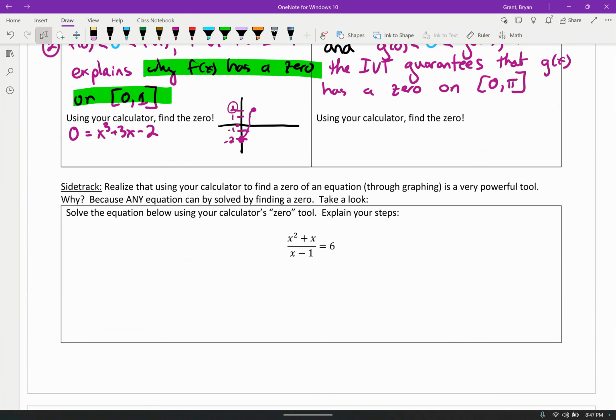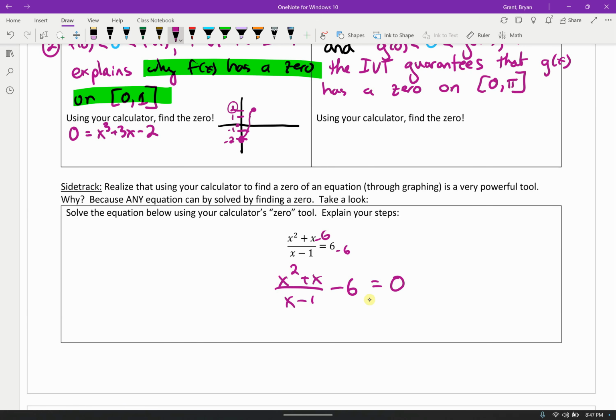Okay? You can actually use your calculator to find the 0 of an equation and use that to solve any equation ever. And that's super powerful, right? If we look down below, it says, solve this equation using your calculator's 0 tool. Well, this is a pretty tough equation to maybe solve. I mean, you could multiply this over and maybe it would solve nicely, maybe not. But what we could do is we could just slide the 6 over. When I say slide the 6 over, of course, I mean subtract 6 from both sides. And so that would look like this, equals 0.